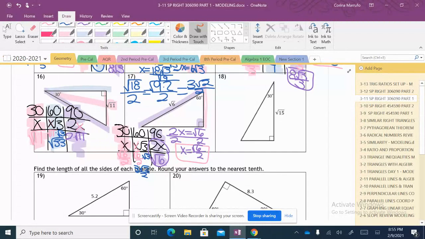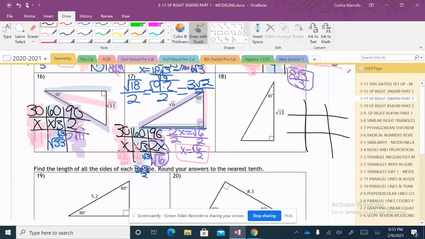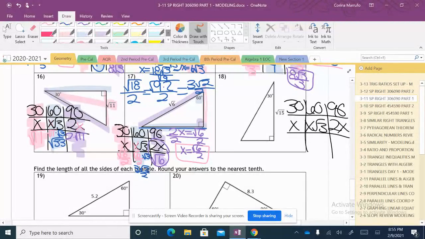And that is this side right here across our 60. This one right here. All right. The last one that's like this, so we go ahead and set up our table. 30, 60, 90. X, and the square root of 3, and 2 times x. Okay, then from there, I am going to figure out what information they give us.